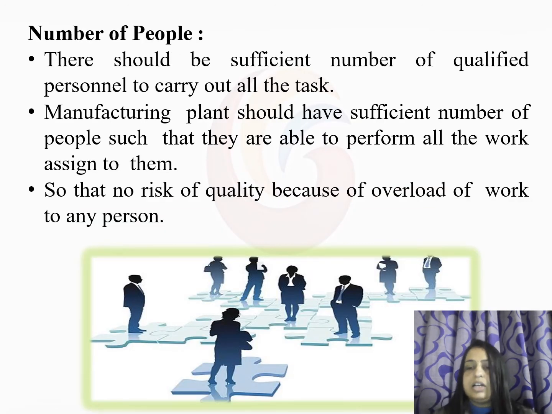Then number of people. As we know, an industry is a big, complex organization. Here, how many people we want to perform a particular task or complete a particular project, that many employees should be appointed. The manufacturing plant should have a sufficient number of people such that they are able to perform all the work assigned to them, with no risk to quality because of overload of work on any person. No single person must be overloaded with work, because our aim is to maintain quality. So there should be equal division of work between the persons.